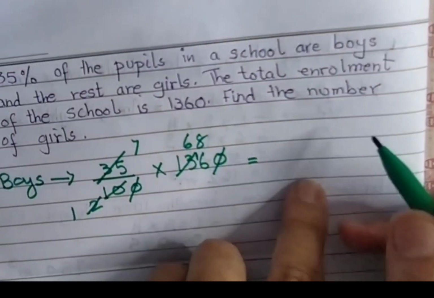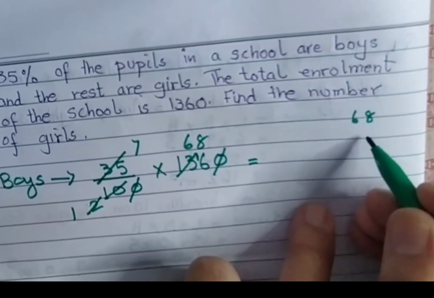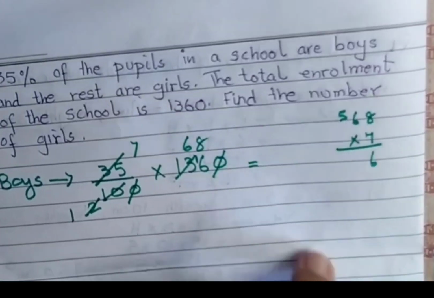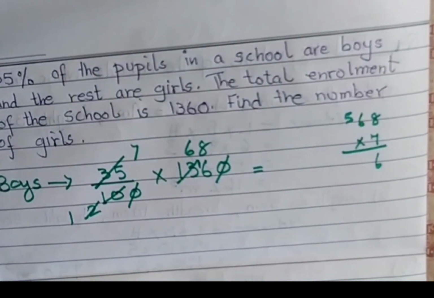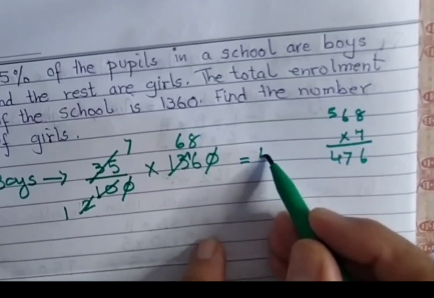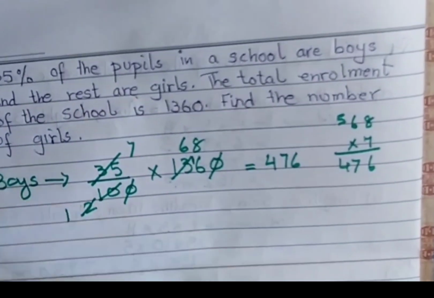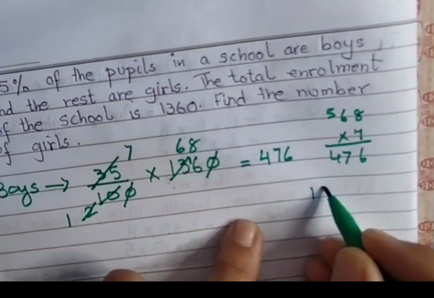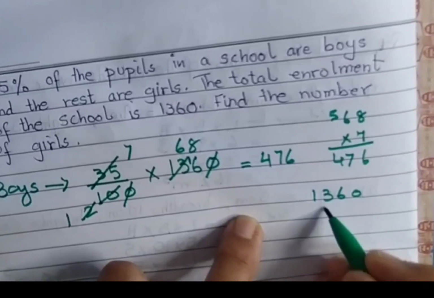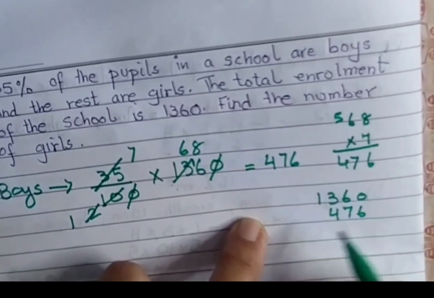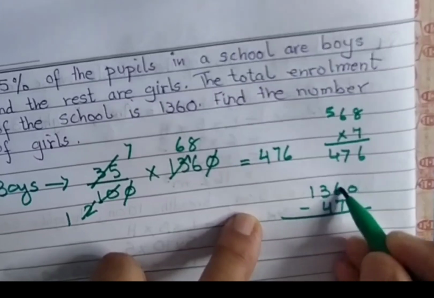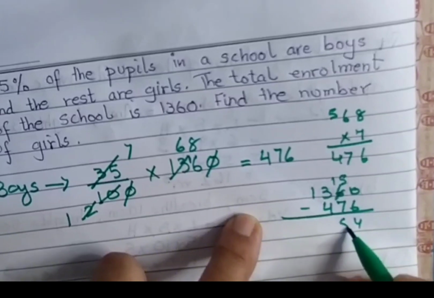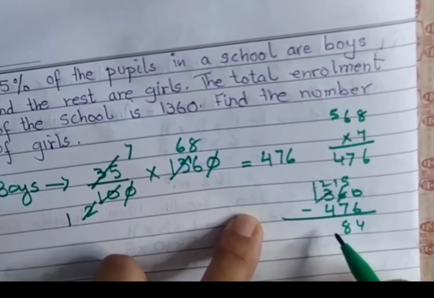68 multiplied by 7. Now to be on the safe side, I will multiply 68 by 7 this way. 7 8s are 56, 7 6s are 42, 43, 44, 45, 46, 47. So the boys are 476 in numbers. So what do you think the remaining students will be? Girls. So simply subtract the boys from the total number of pupils. And what do you get? 10 minus 6, 4. And this is 5. Again, borrow 8. And this becomes 12 minus 4, 8.